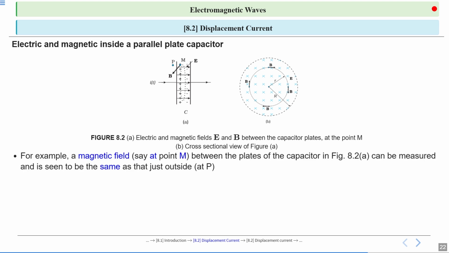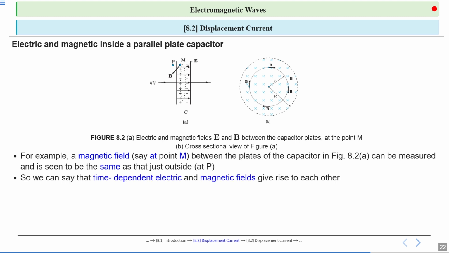For example, the magnetic field at point M between the plates of the capacitor in figure 8.2a can be measured and is seen to be the same as just outside at P. So the magnetic field at points M and P will be the same, as shown in the figure. So we can say that time dependent electric field and magnetic field give rise to each other. A time dependent electric field produces a magnetic field, and a time dependent magnetic field produces an electric field.